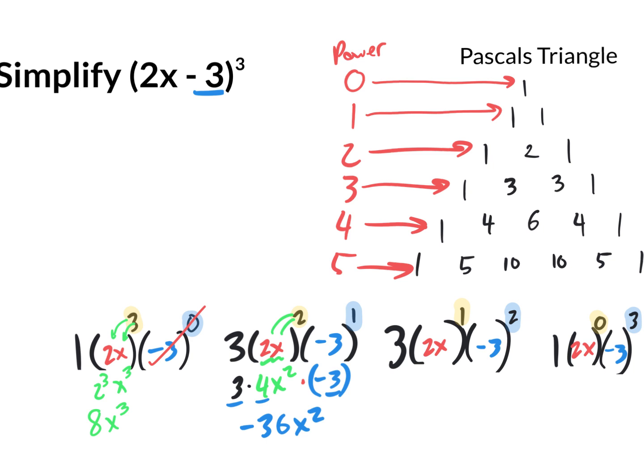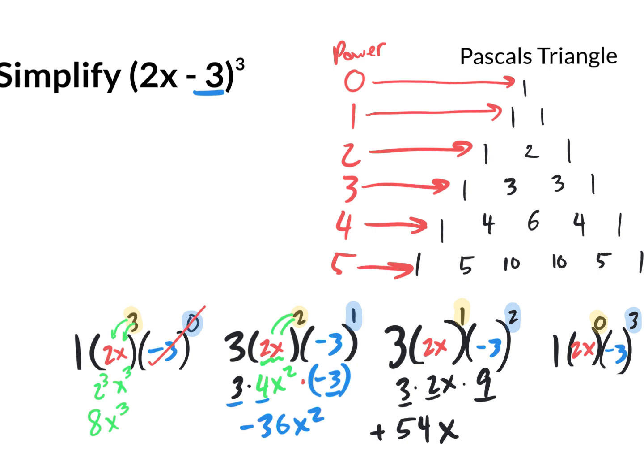How about my third term? Well, we're going to start 2x to the 1. That's easy. That's just 2x. Negative 3 squared. What's negative 3 in parentheses squared? 9. So what I really have here is 3 times 2x times 9. So 3 times 2 is 6 times 9 is 54 with an x. And that's my third term. And this is a positive 54, so I'm going to put a plus sign in front of it.